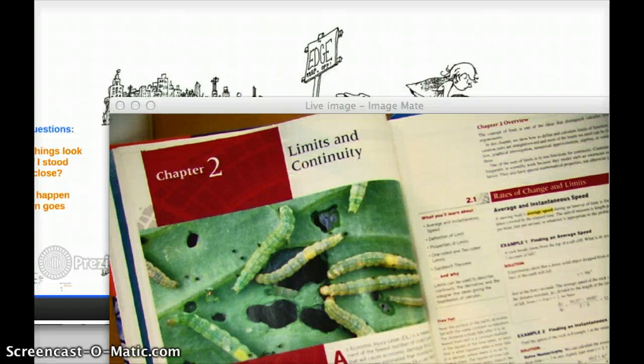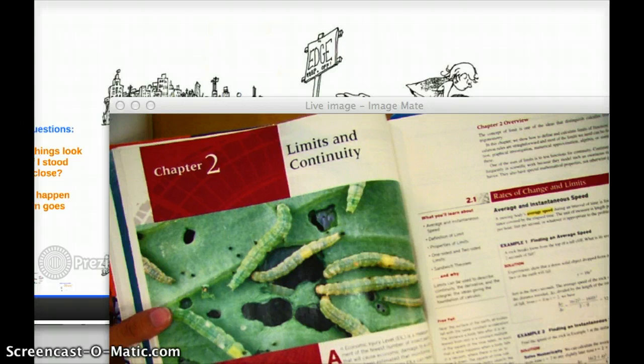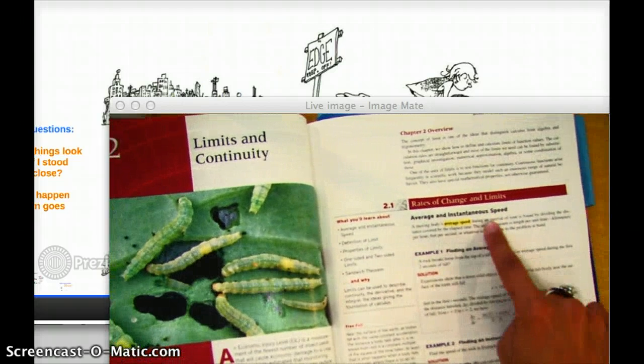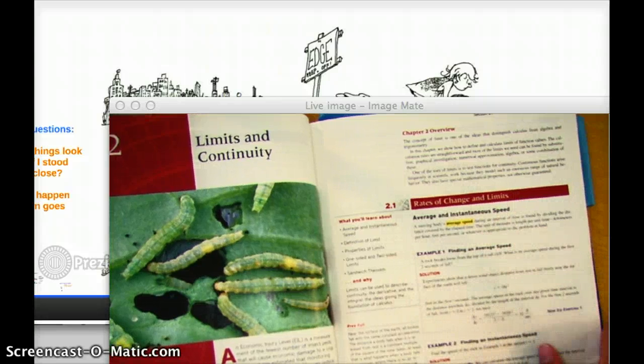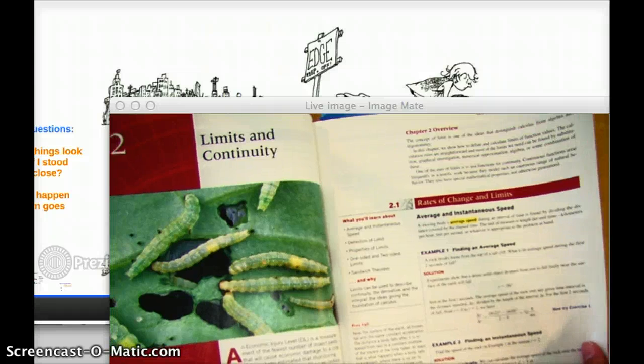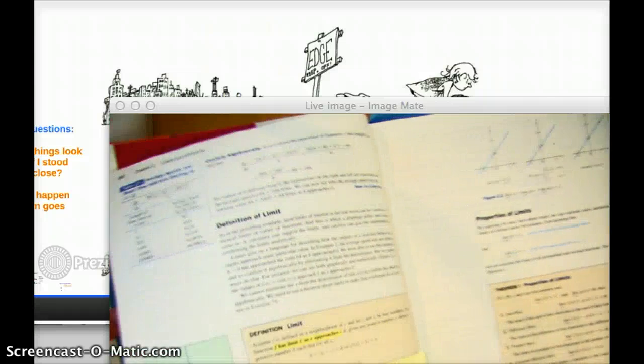Chapter 2, Section 2.1, Limits and Continuity. In class the last couple days we've been talking about this concept of limit, and if you're looking at the textbook there's a nice little review of some of the ideas we've covered. We started with talking about average and instantaneous speed, which motivated why we need this thing called a limit, and then we talked a little bit more about what a limit means graphically.